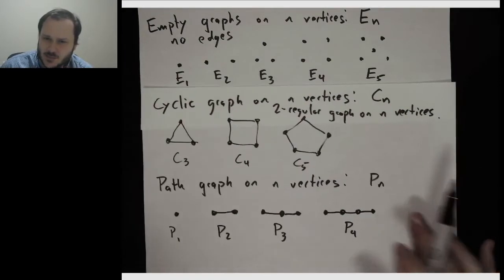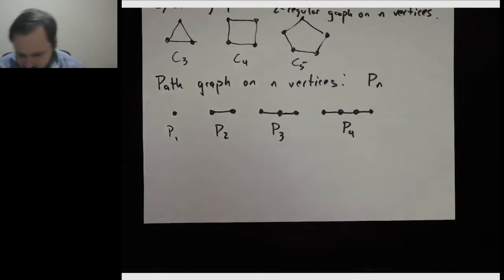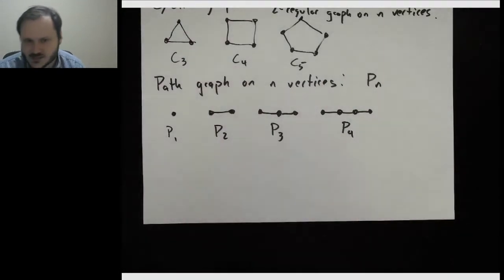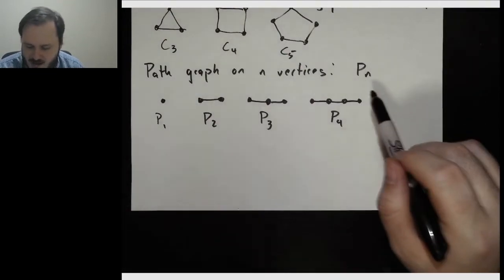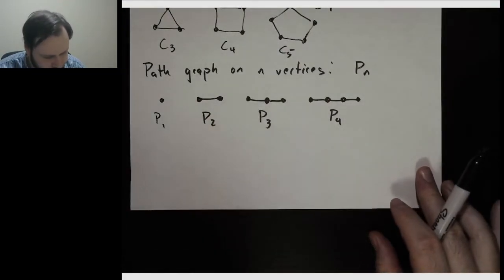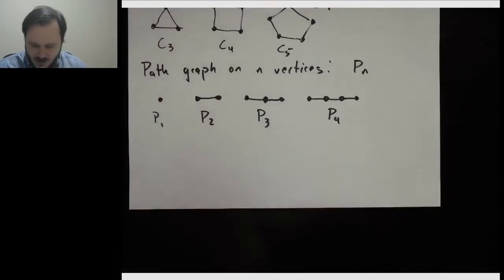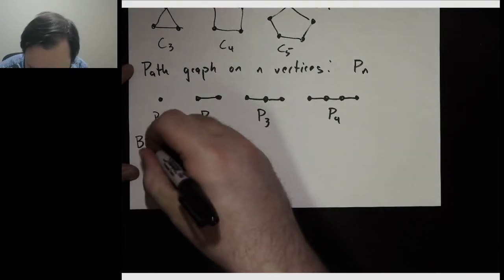Worth noting that some people, when they talk about path graphs, use the number to represent the number of edges instead of the number of vertices, so that can get confusing. But in this class, Pn will mean the path with n vertices on it. Okay. Another type I want to talk about are bipartite graphs.